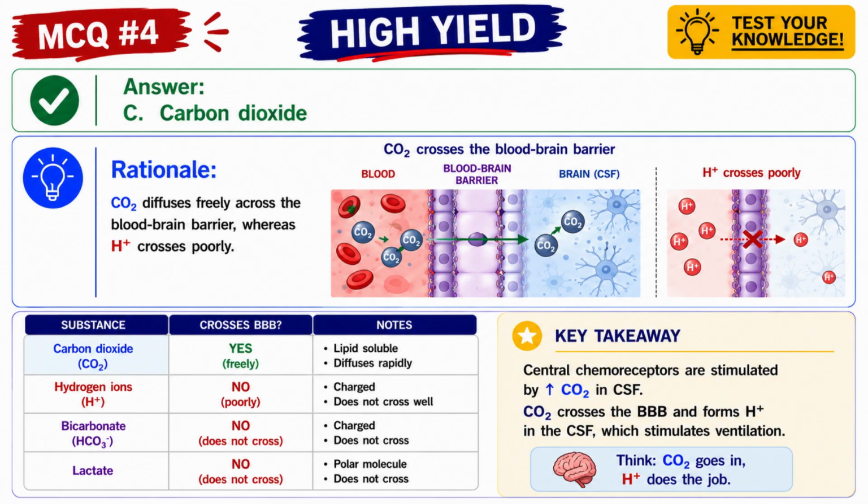Bicarbonate also crosses poorly and slowly. Lactate does not freely cross the blood-brain barrier under normal conditions. Carbon dioxide, freely, rapidly, always. The molecule that directly connects arterial ventilation to central chemoreceptor activity.